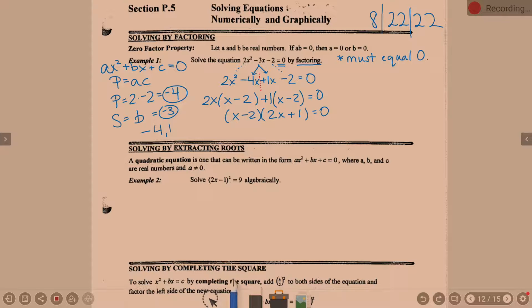am I done here? No. We have 2 pieces multiplying to equal 0. Now my job is to set them both equal to 0. So I'm going to set x minus 2 equal to 0, or 2x plus 1 equals 0.